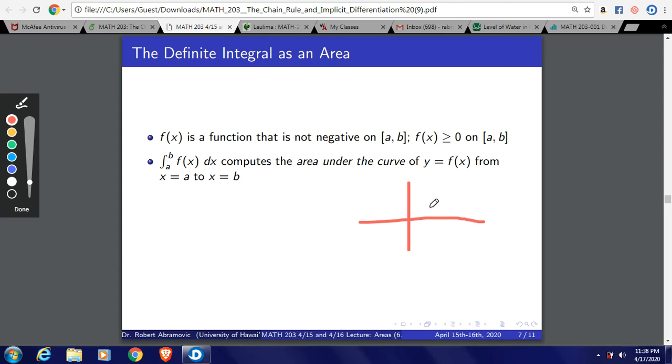So what's going on here, this is a, this is b. The definite integral is computing this area here. This upper curve is the function f of x.